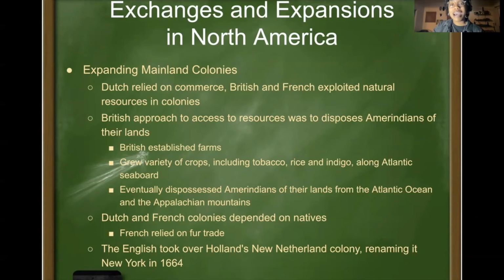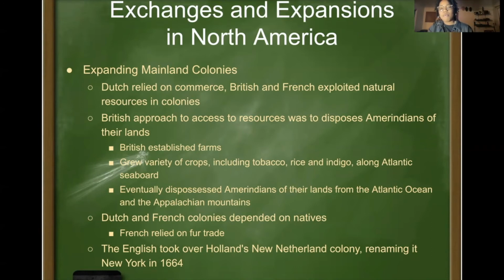They're going to grow a lot of crops, including tobacco, rice, indigo, all these things along the Atlantic seaboard. So all along that East Coast. As we have developed, we know that those areas are not necessarily always the best to grow crops because it gets pretty cold there, it snows there, things like that. So long term, it's not going to be the most successful, but it gets them started.